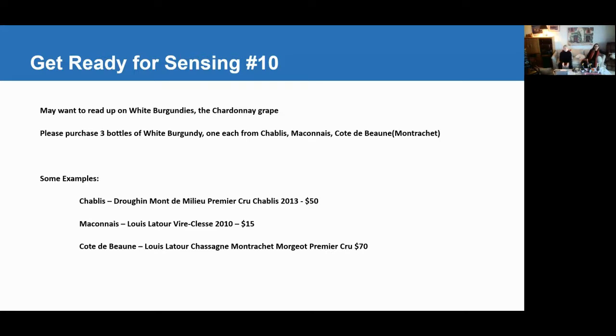The second area, we've got a Mâconnais, Louis Latour, another one of the major négociants, Vieux Classé, 2010, $15, and a Côte de Beaune, the Louis Latour Chassagne-Montrachet, Morgeot, Premier Cru, $70. So the point is, when you're getting into white Burgundies, they get a little more expensive.